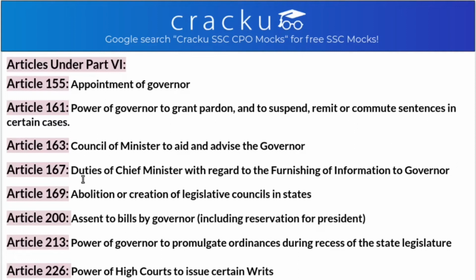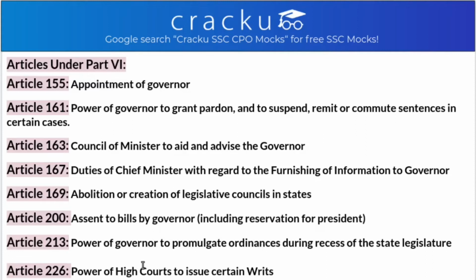Now Article 167, this is the duties of Chief Minister with regards to the furnishing of information to Governor. Article 169, abolition or creation of legislative council in state. Article 200 deals with assent to bills by Governor including reservation for President. Article 213, this is power to Governor to promulgate ordinance during recess of the state legislature.